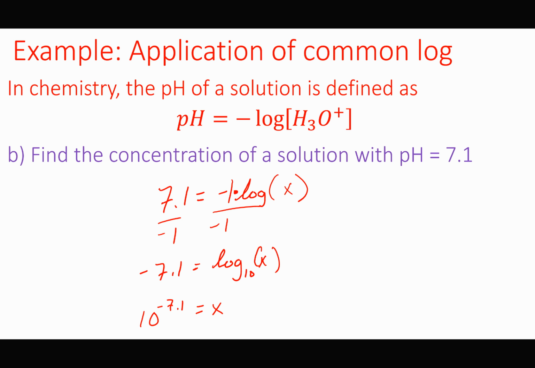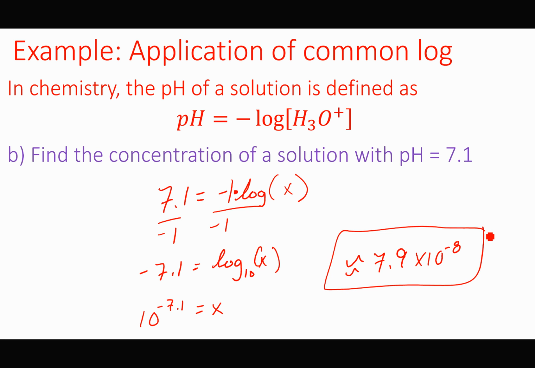So now we're solving for that piece attached with the log. Well, we're using exponents to solve for that. And we would end up with approximately 7.9 times 10 to the negative 8. Again, I don't expect you to do this without a calculator. 10 raised to negative 7.1, it'll give you the answer. And some of your calculators might give it to you in scientific notation. Some of them might give it to you as a decimal or a rounded decimal.